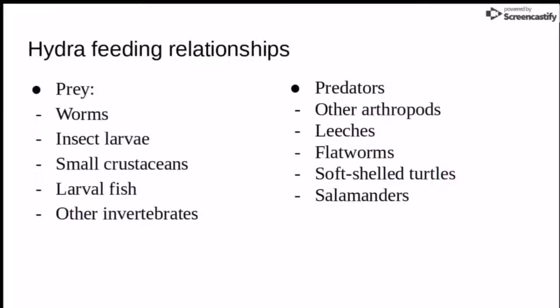The hydra feeding relationships: their prey are worms, insect larvae, small crustaceans, larval fish, and other invertebrates. Predators are other arthropods, leeches, flatworms, soft-shelled turtles, and salamanders. Oh, wait. And this is our picture that we got of the hydra from the microscope lab.